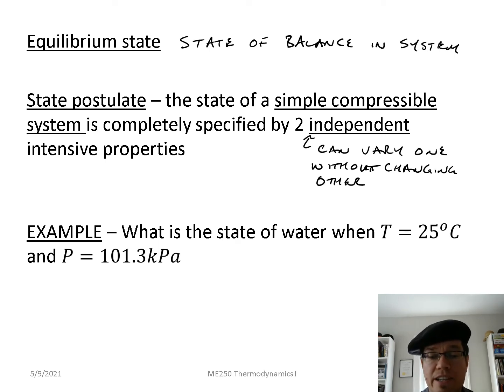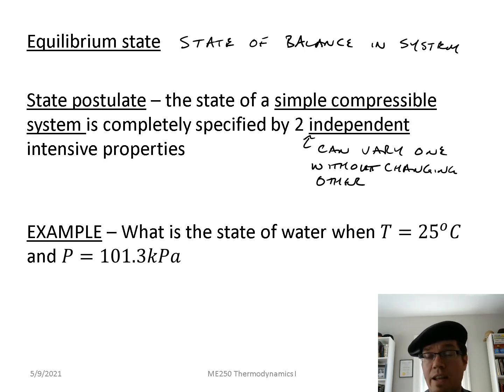To further break this down, simple compressible system is written there, and I didn't say what that was. Simple compressible systems are the ones you're going to deal with in 250 and 354. Simple means single material, and compressible means can exchange work by moving the boundary. So you can compress a syringe or a balloon or a piston cylinder. It is compressible.